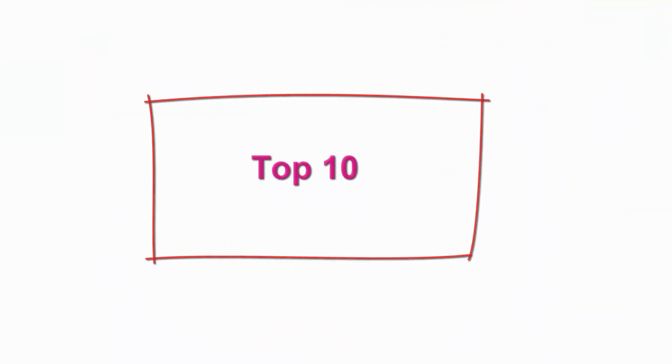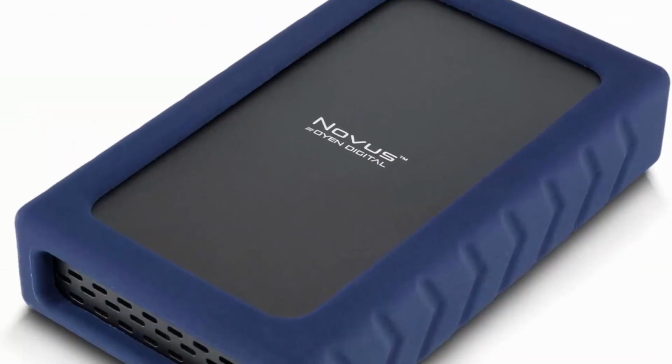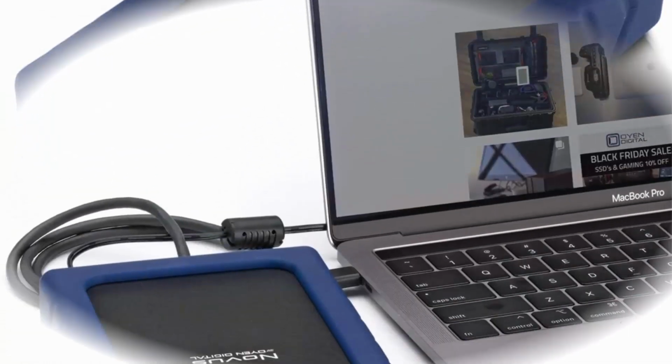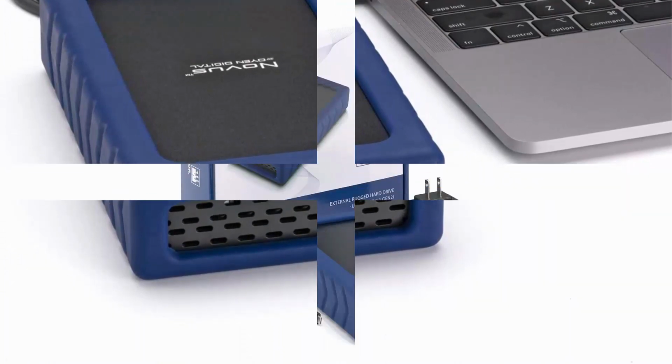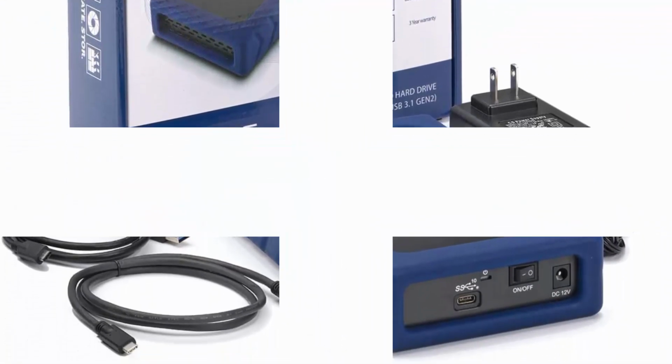Top 10. Orin Digital Novus 20TB External USB-C 7200 RPM Hard Drive, 3N1C 20TBL. Plug and play with Windows and Mac, featuring USB-C, compatible with all USB and Thunderbolt 3 and 4. 7200 RPM Enterprise Drive provides up to 270 MB/s transfer rate, silicon sleeve for anti-slip and durability, backed by a 3-year warranty.